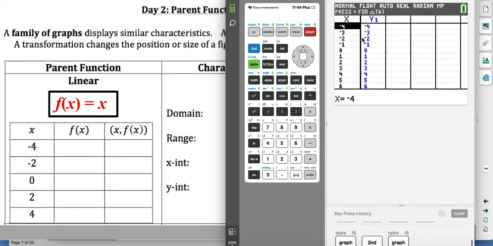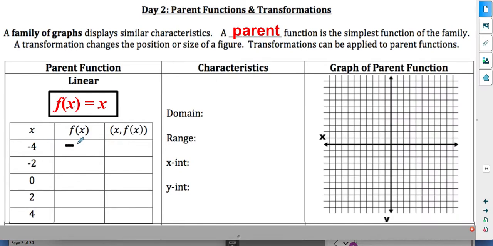Now you may have to scroll up and down to find the ones that are here. Mine just happened to be right here. So when x is -4, or my input is -4, my output is also -4. So we'll come over here and substitute in -4, and then I'll write (-4, -4), and put those in parentheses, like so. And then you can even go and plot that point. 1, 2, 3, 4, 1, 2, 3, 4, and make your point.